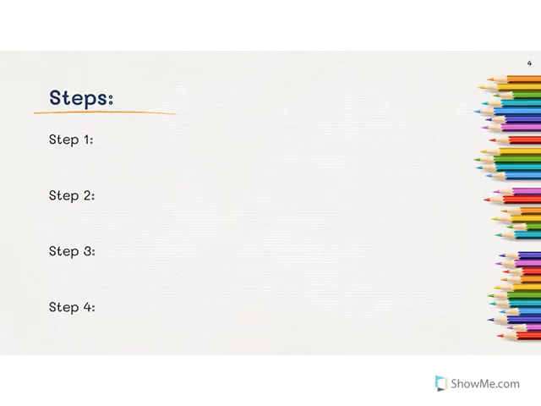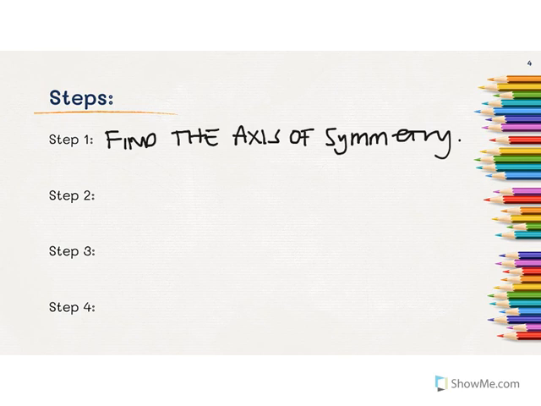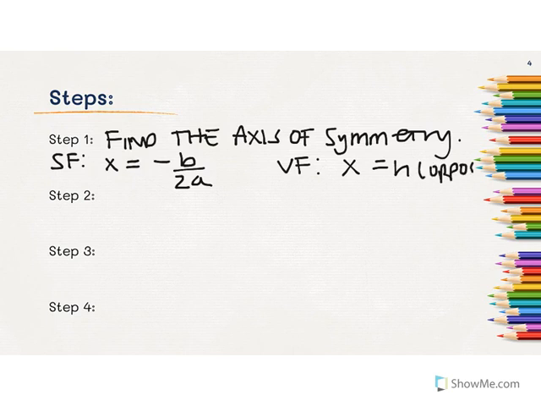Let's go over the steps for how to graph a quadratic function. Our first step is to find the axis of symmetry, and we do that by using these formulas. For standard form, which we'll call SF, the equation is x equals negative b over 2a. In vertex form, which we'll call VF, x just equals h, and the h is always going to be the opposite sign. Okay, so we will be practicing this.